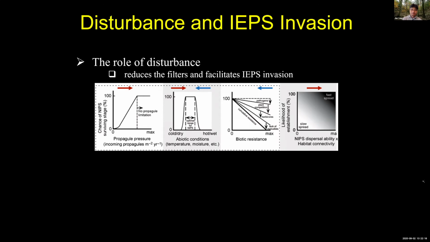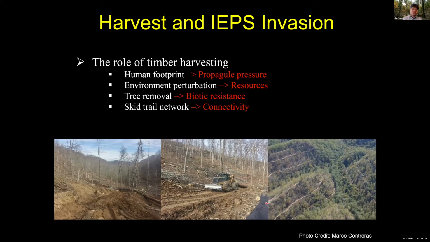For timber harvesting, I argue that it can really change a lot of the filters, and the overall impact would be to facilitate the IEPS invasion. The timber harvesting was done by people with heavy equipment, so that actually increased the human footprint on the landscape, and consequently, it could increase the propagation pressure. And timber harvesting would change the environment, and then consequently change the resource availability, and may favor the IEPS. And finally, timber harvesting would remove the trees, reducing the biotic resistance, and the extensive skid trail network associated with the timber harvest project would increase the connectivity.